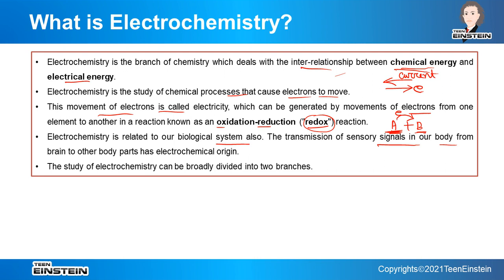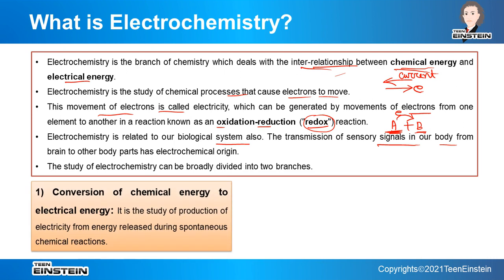Now this part of the subject can have two branches, depending on this interrelationship. When we are converting chemical energy to electrical energy, there is one branch, and when we are doing the opposite, that is, from electrical energy making chemical energy, there will be another branch. So mainly it is divided into two branches. What are those two branches? Conversion of chemical energy to electrical energy.